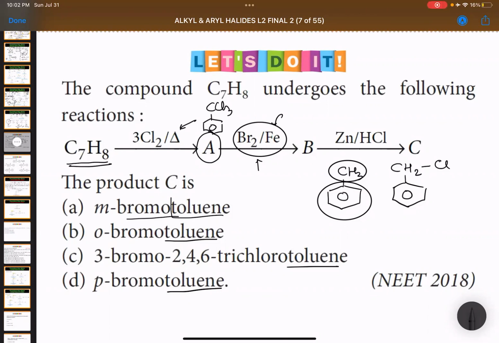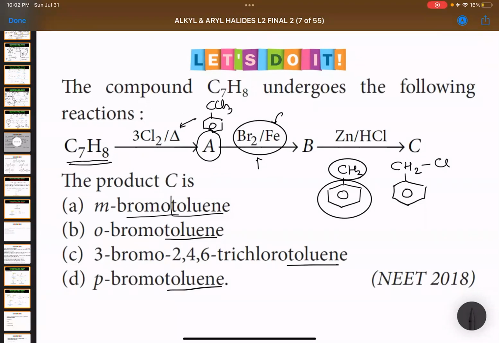But where the Br plus is going to attach itself on the CCl3 benzene, you need to know its orientation and reactivity. Is it ortho-para directing or is it meta directing? Which directing? Meta directing. Exactly. Very good.